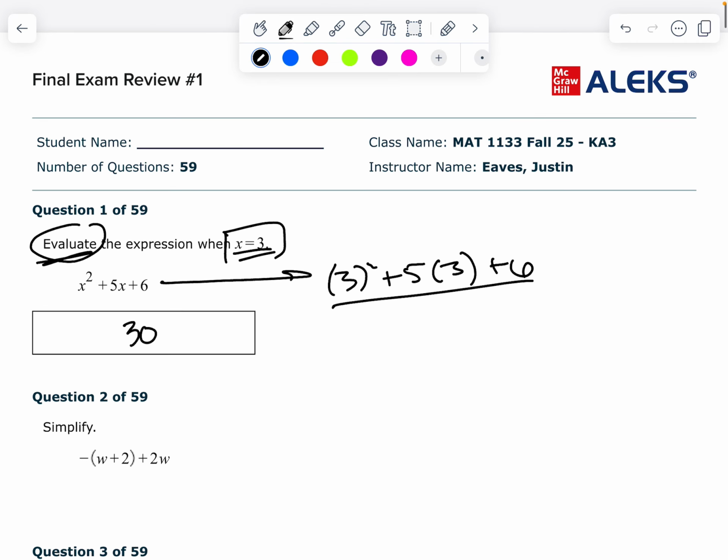Question 2 says simplify. That means we're probably still going to have a w with our answer. Anytime you see a parentheses, you should be thinking that you're going to distribute into that parentheses. When you distribute here, you get negative w minus 2 plus 2w. And then the last step for anything that says simplify is you're going to look for like terms. So here I have a negative w and a positive 2w. That equals a total of w minus 2. You could have also written that as negative 2 plus w.